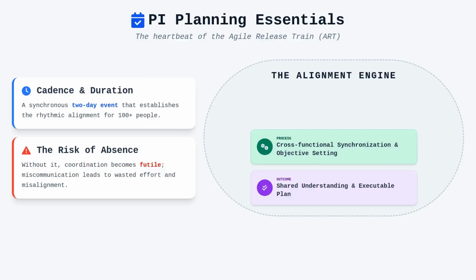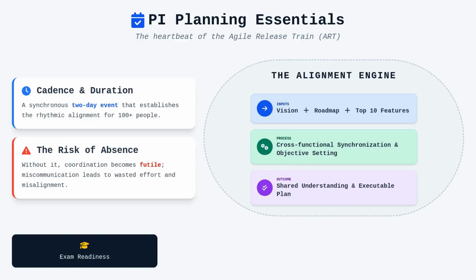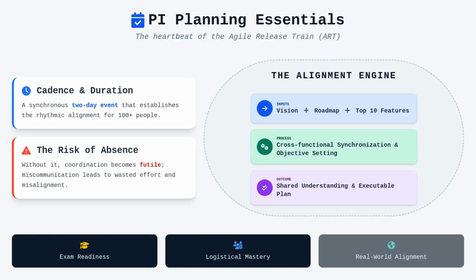You will learn how the vision, the roadmap, and the top 10 features act as the primary inputs to this process. By the end of this chapter, you will possess a complete understanding of how to manage the logistics of large-scale planning sessions effectively. Mastering these concepts is critical not only for passing your examination, but for successfully facilitating complex organizational alignment in the real world. Let us proceed to deconstruct these mechanics together.